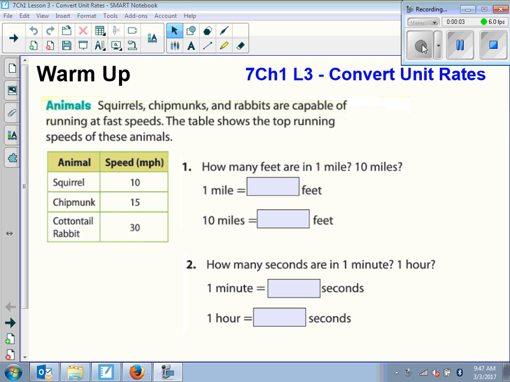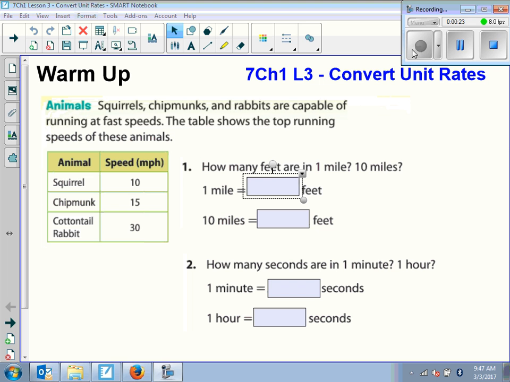Chapter 1, Lesson 3 is converting unit rates. Okay, so in the warm-up it says squirrels, chipmunks, and rabbits are capable of running at fast speeds. The table shows the top running speeds of these animals. How many feet are in 1 mile? And how many feet are in 10 miles?